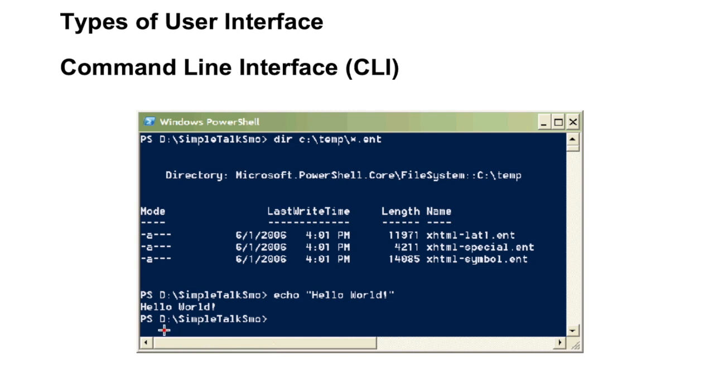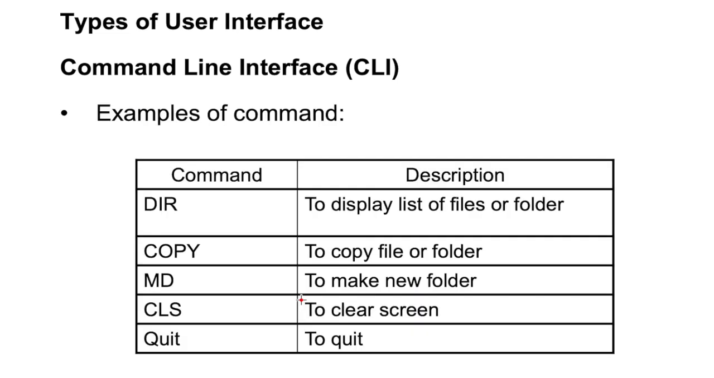For example, you can see that this is the D drive that has been opened, and there is maybe a folder, simple talk. So examples of commands are, for example, if we type the dir command, it means to display the list of files in the folder. If you want to copy, we have to write copy. Similarly, md is used to make a new folder, cls to clear the screen, and quit to quit any task running.